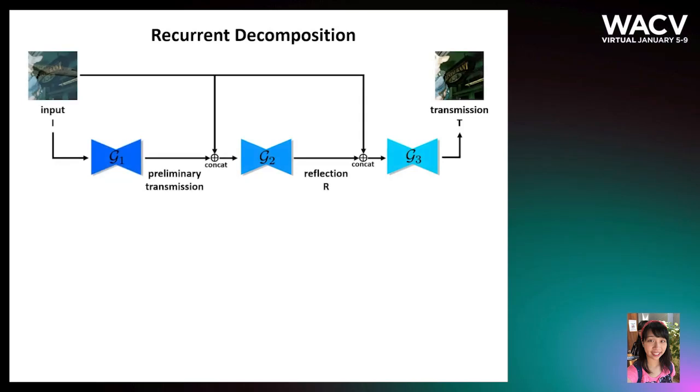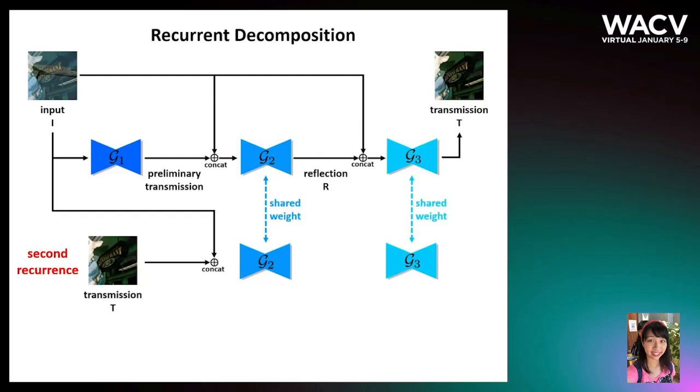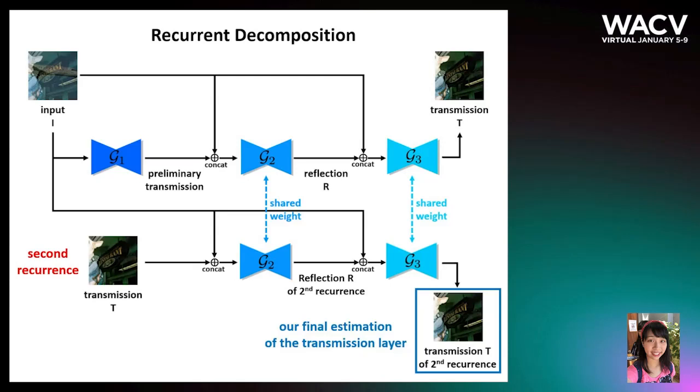The last extension is recurrent decomposition. The sequential decomposition of our three subnetworks can actually be extended by adding more cascaded subnetworks. However, this leads to more expenses in computation and memory usage. Thus, instead of increasing the number of subnetworks with their weights non-shared, we propose to reuse the second and the third subnetworks again. By using the mechanism of our recurrent decomposition, we can improve the efficacy of our decomposition network to achieve better reflection removal without requiring extra memory to handle the additional subnetworks.